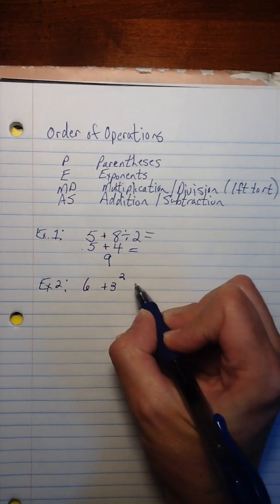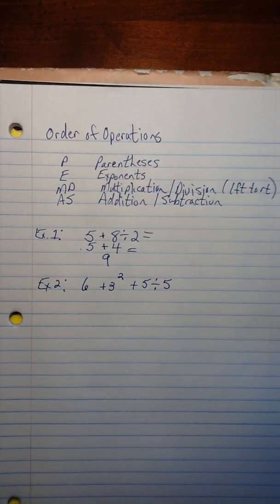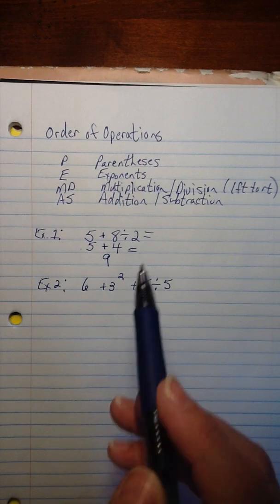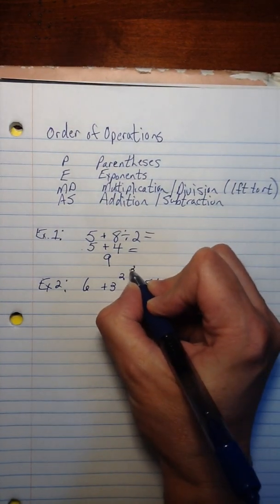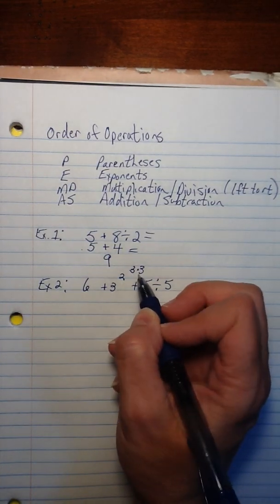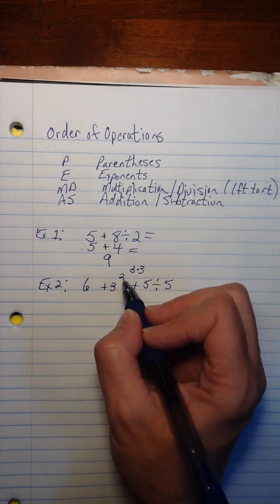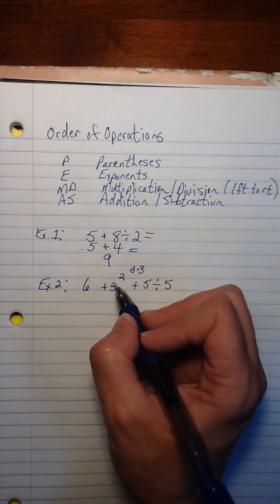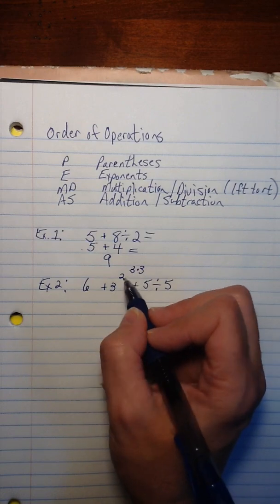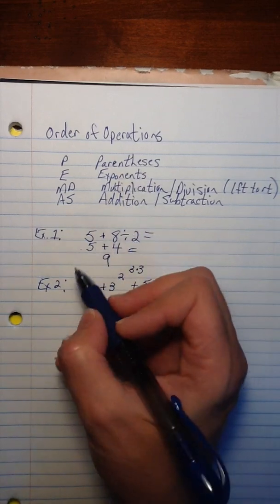6 plus 3 squared plus 5 divided by 5. Now we just did some exponents, and so we know that this doesn't mean I'm doing 3 times 2. This means I'm squaring 3. I'm doing 3 times 3. It's a product indication, and this number tells you how many times you use this number as a factor. So this tells me I have the factor 3 twice. Okay? No parentheses, but I do have exponents.